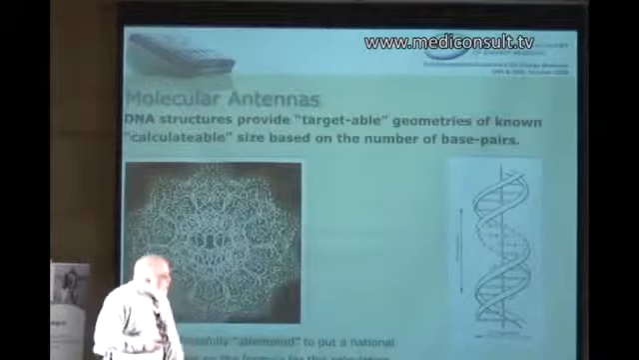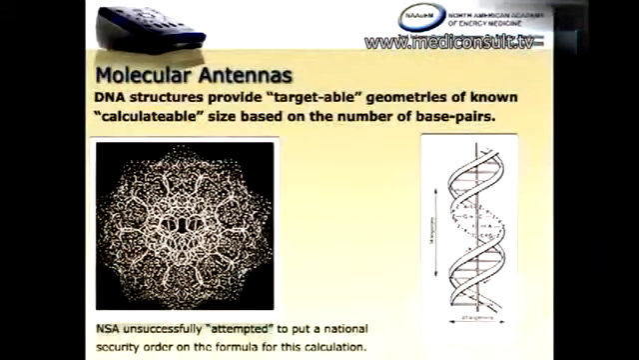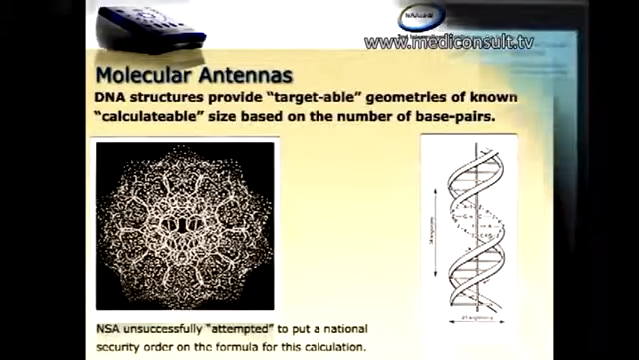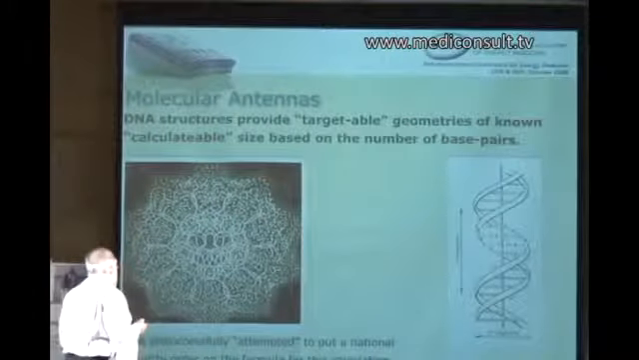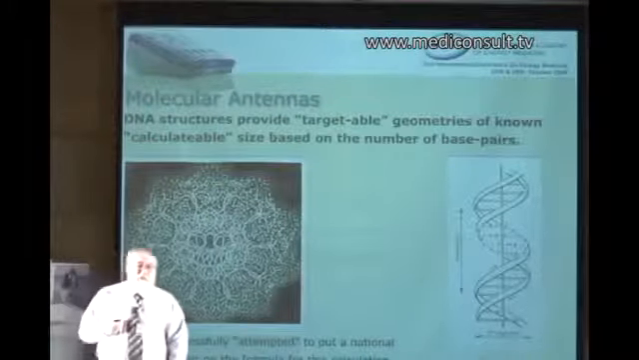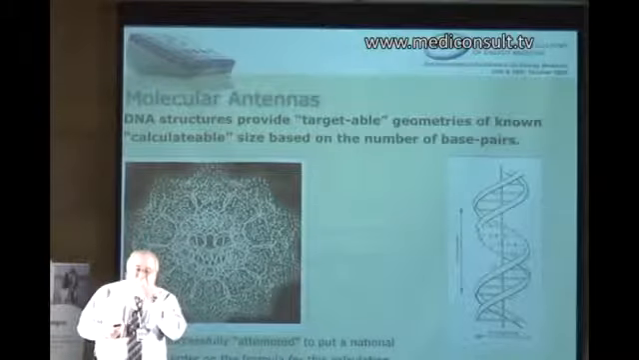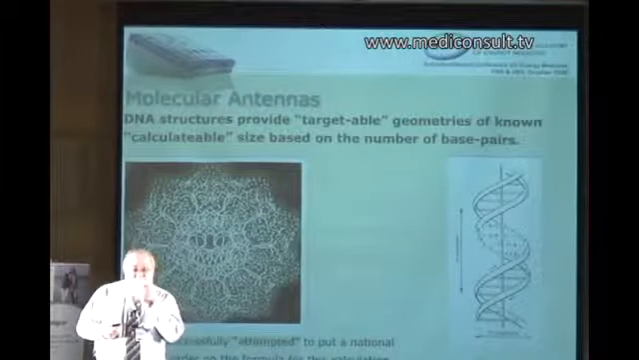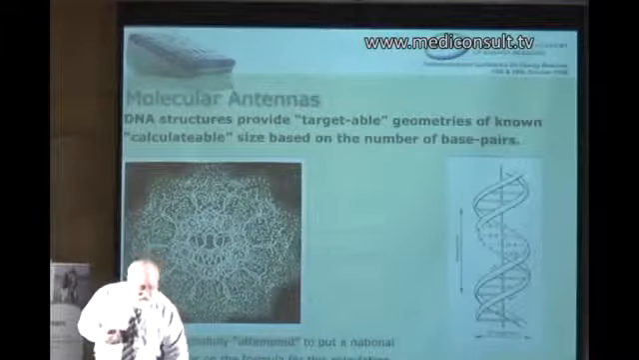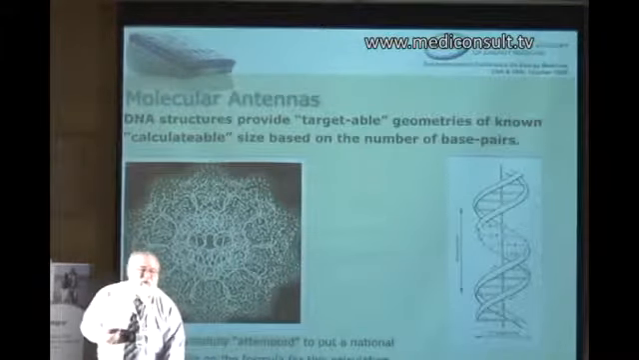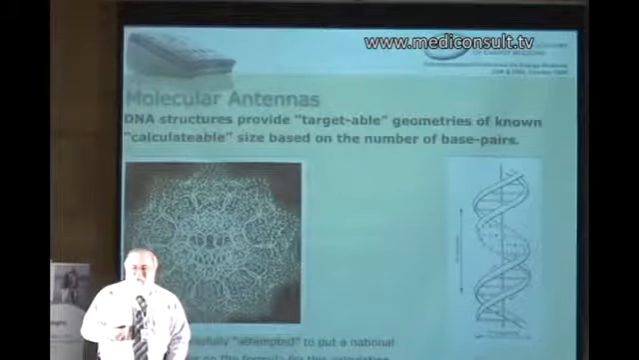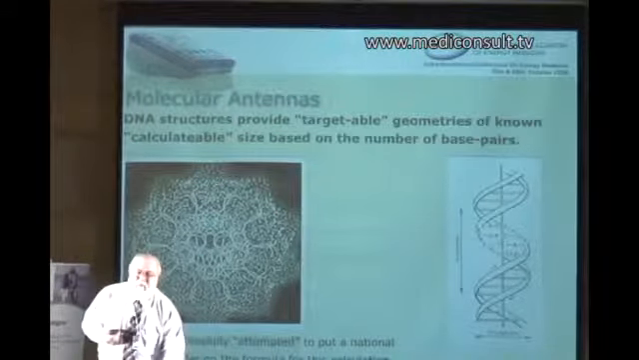And DNA, this is the top-down view of DNA. Look at the geometry. Do you think it's an accident that it has that mathematical perfection? No, it's not. Now, the National Security Agency of the United States unsuccessfully attempted to put a national security order on the formula for the calculation of the resonant frequencies of DNA. Charlene Boehm, B-O-E-H-M, was able to get her patent, and she actually sells now, if you want to target, say, the resonant frequency of certain bacteria or rickettsia or fungal infection, she'll sell you that. That's how she makes a living.